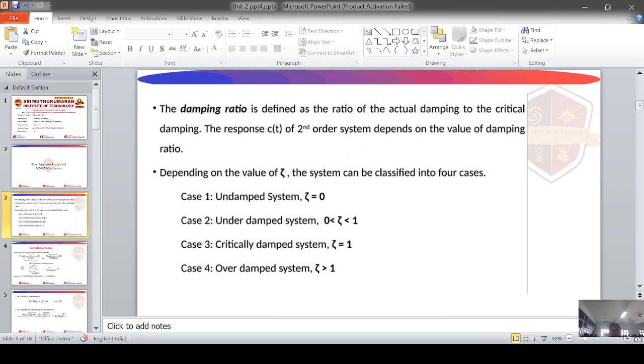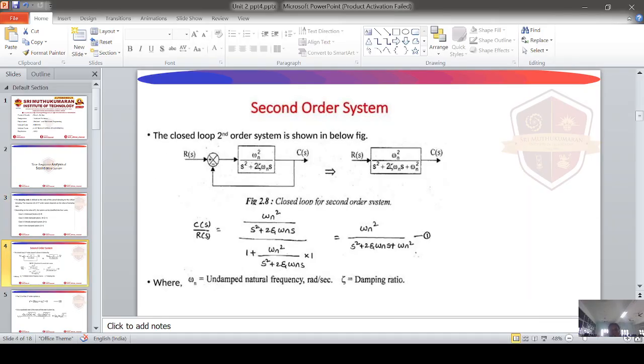Standard form of a second order system. The standard transfer function is G of s equal to omega n square divided by s square plus 2 psi omega n s plus omega n square. It explains the significance of natural frequency and damping ratio.